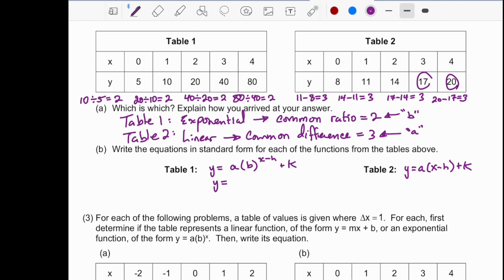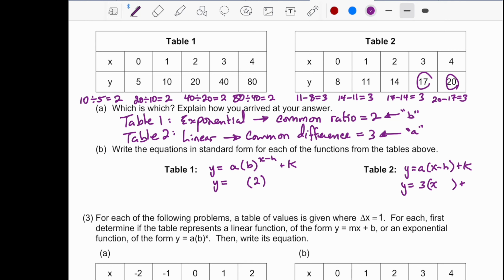So y would be equal to, I don't know the a value, but I do know that it has to be 2 to the x minus h plus k. I just don't know anything else yet. All right, and for the other one, y is going to be equal to 3 times x minus something plus something else.